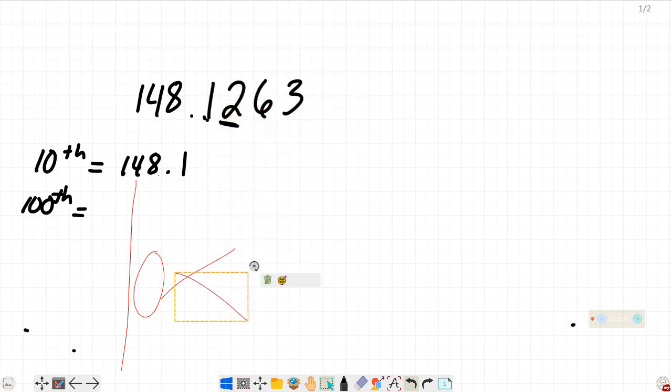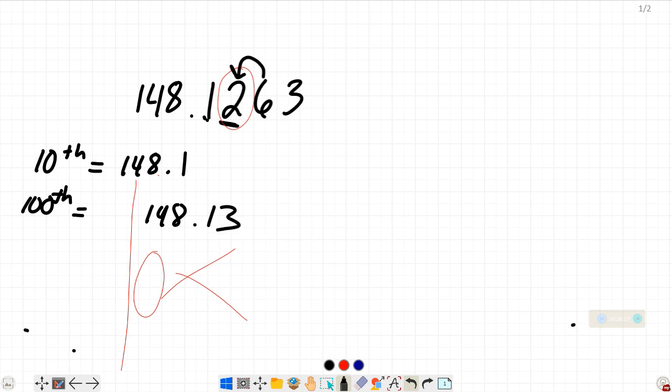What if I rounded to the nearest hundredth? Okay. So I look at the hundredth place, right here. And then I look at the one after it, and that 6 is bigger than 5. So I'm going to change this one by 1, and I'm going to say 148.13. Okay? So to round, you look at the number you want to round, then you go 1 to the right.